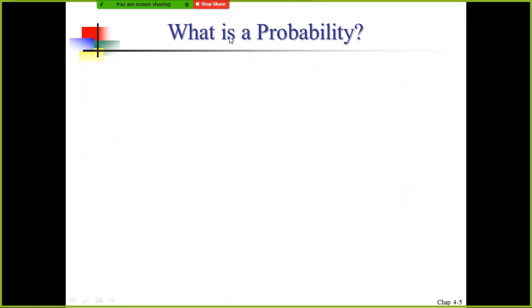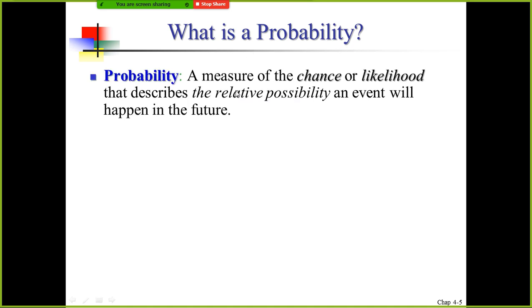Okay, what is a probability? Probability is a measure of chance, a measure of likelihood that describes the relative possibility that an event will happen in the future.